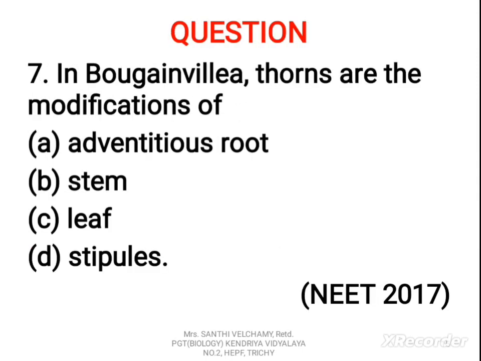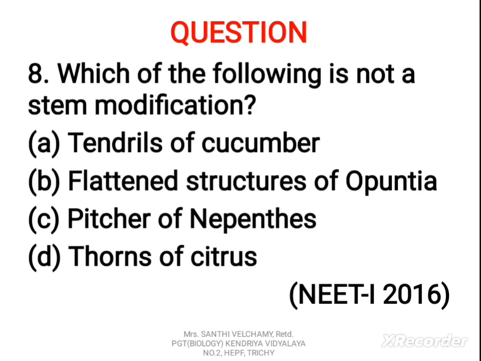Now let us go to the next question. In Bougainvillea, the thorns are modifications of: A. adventitious root, B. stem, C. leaf, D. stipules. The correct answer is B, stem. Now the next question. Which of the following is not a stem modification?